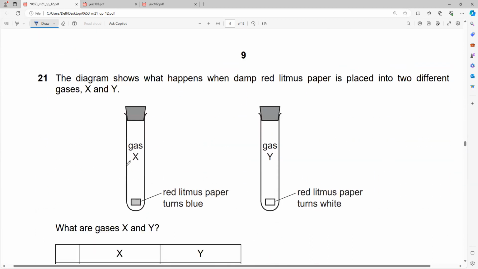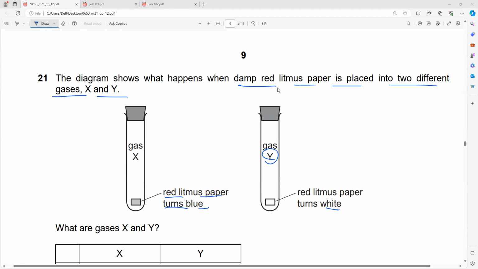Next. A diagram shows what happens when damp red litmus paper is placed into two different gases X and Y. By seeing this figure, you can understand, we have a similar figure. The word damp we already used it, and the figure also came. Red litmus paper turns blue in gas X. Red litmus paper turns white in gas Y.